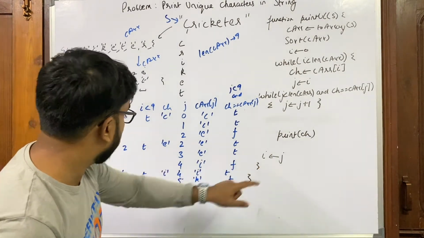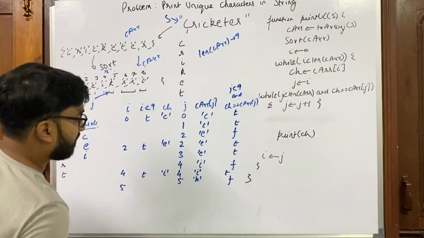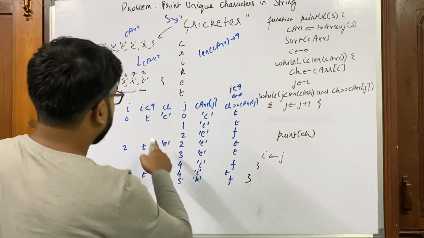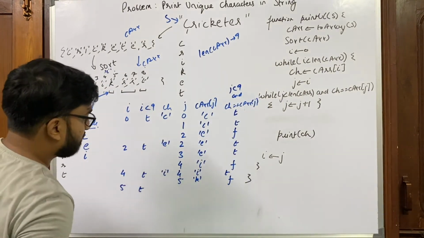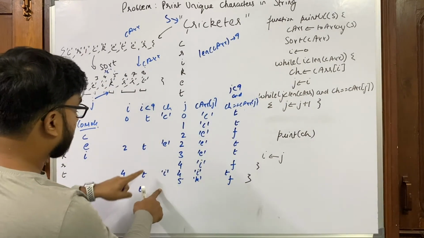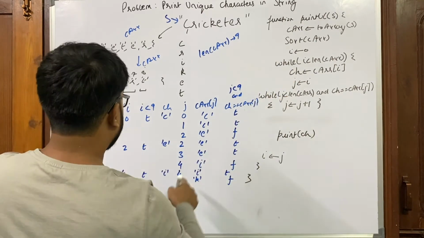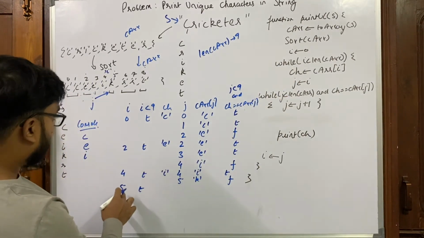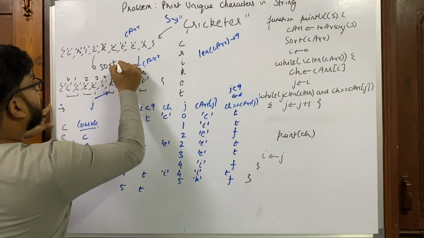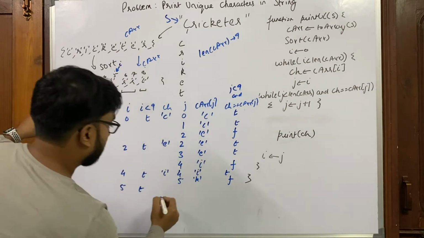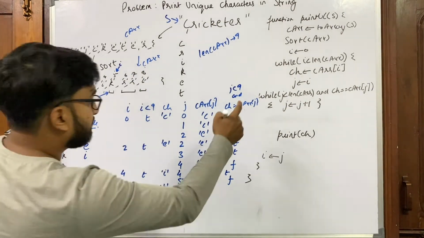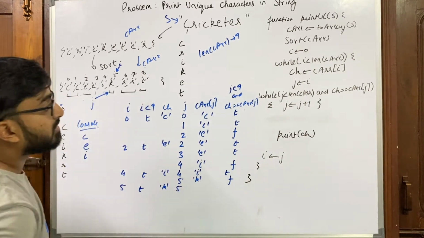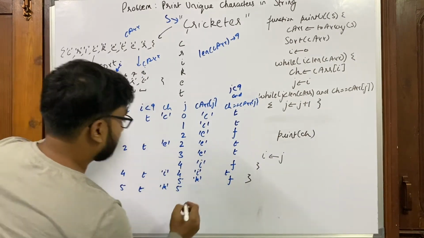Okay, we set I to J. I becomes 5. Okay, come back to check again. 5 is less than 9, true. Okay, CH is ARR of I, ARR of I at index 5. I comes here. Okay, so this is K. J is set to I. J is 5. CARR J is K.